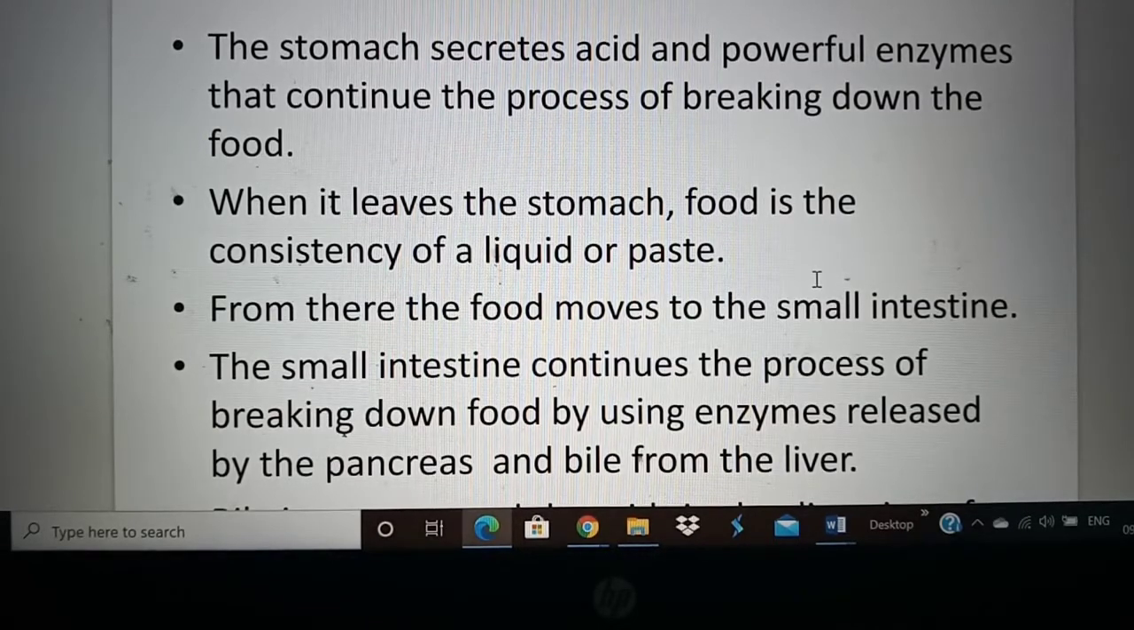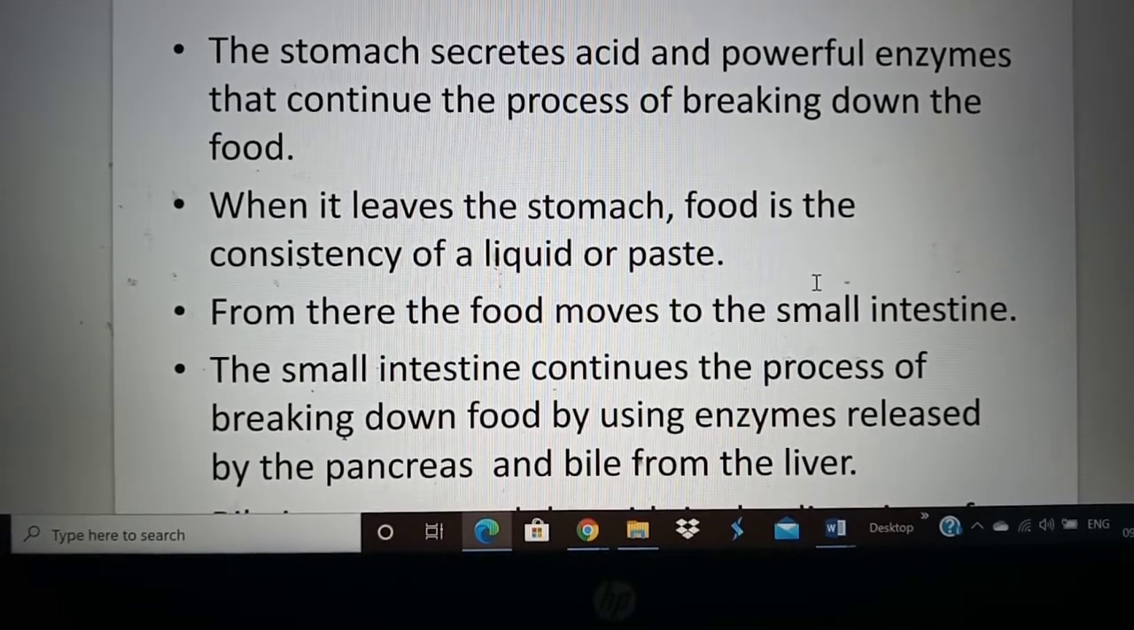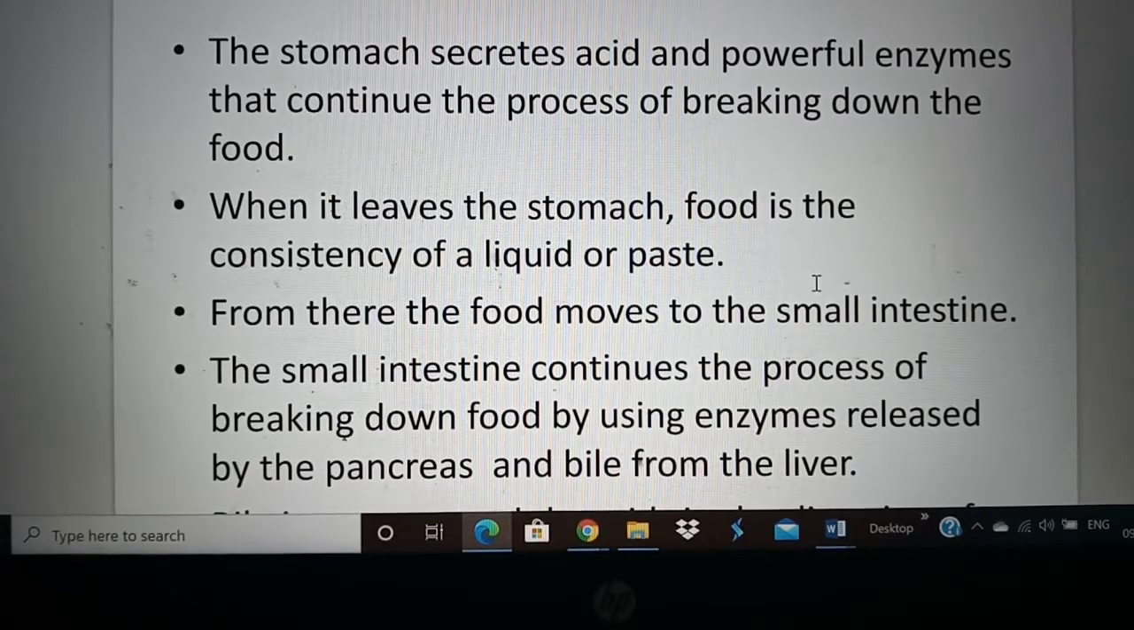The chief cells produce pepsinogen, which helps in the digestion of proteins. Gastric lipase helps in digestion of lipids or triglycerides, and the hydrochloric acid converts the pepsinogen into pepsin to break down the proteins, and the mucus also helps in digestion. All these together help in digestion of food in the stomach.